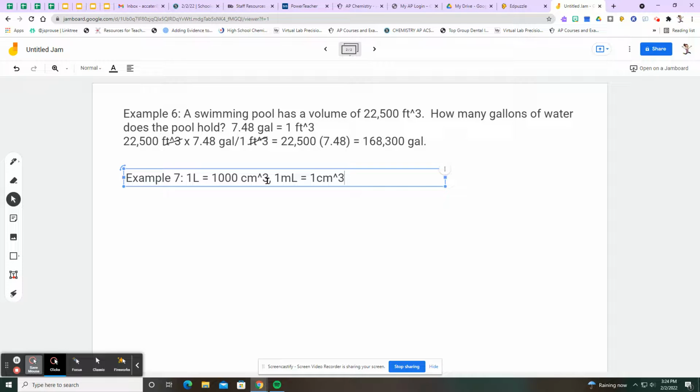Now, if you listen to any medical shows or watch Grey's Anatomy or anything like that, you'll hear him say he needs 50 cc's of whatever.